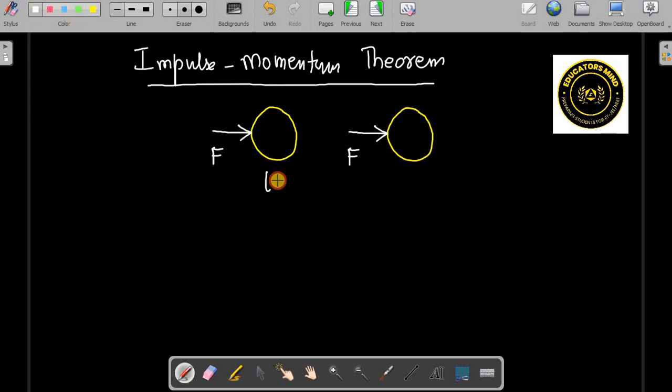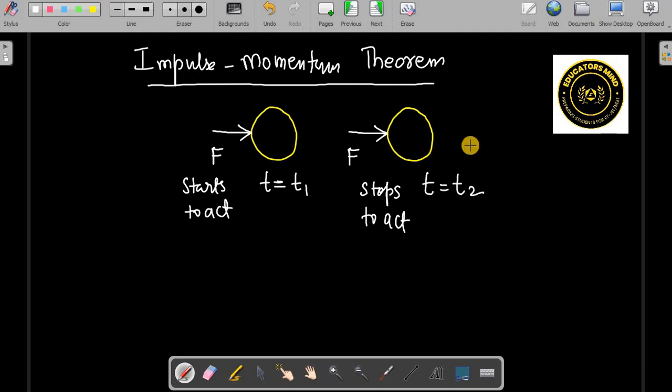Let's say here time was t1 when the force started. Force starts to act. Time is t1 here. And here force stops to act. Now force is not acting. The time is t2. Okay. This F is not the same F. It may be constant, it may be variable, but this is the force which we are considering, right?